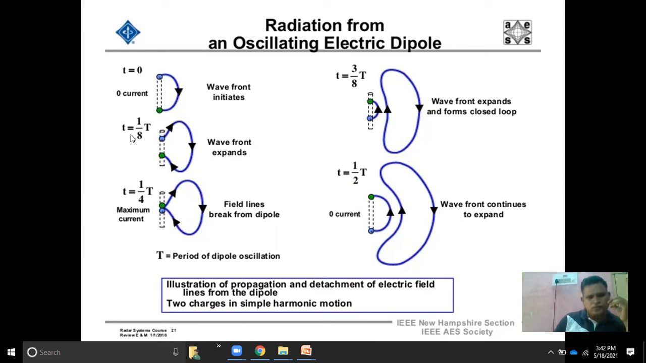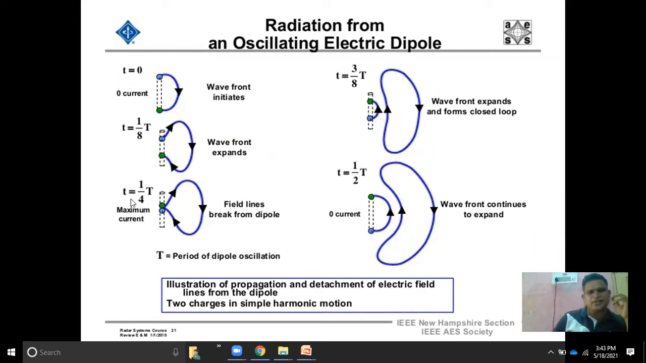Let us assume when time t is equal to 1 by 8 of the time period, the positive charge is moving towards the negative charge, and the negative charge is moving towards the positive charge. Let us say now these two are coming here. Now there is some current increase in this conductor, and the wave front will start to expand. These field lines are in the same direction only. They start from the positive charge and terminate at the negative charge.